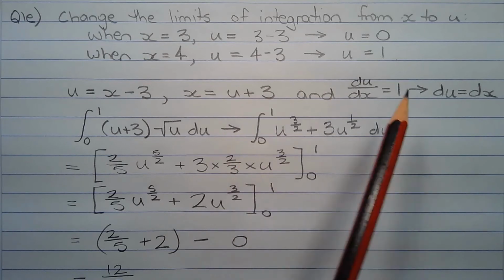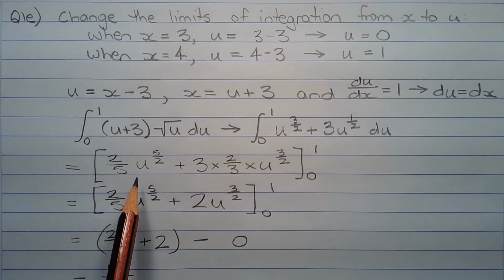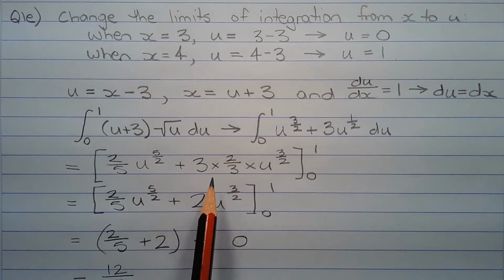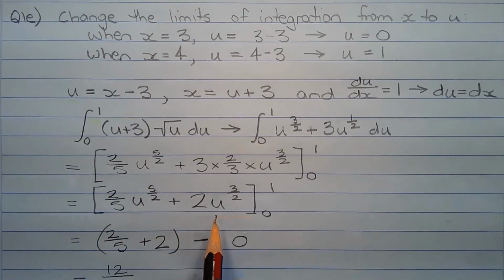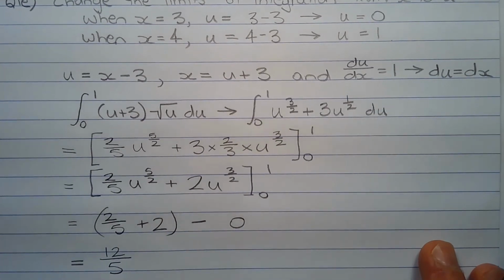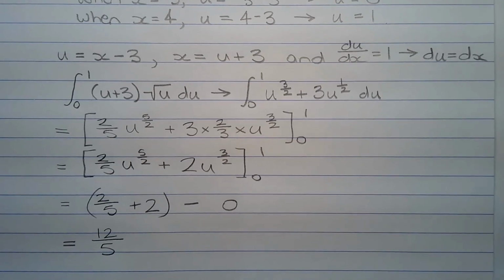So integrating this, we get 2 over 5 times u to the power of 5 over 2 plus 3 times 2 over 3 times u to the power of 3 over 2 from u equals 0 to u equals 1, which equals 2 over 5 times u to the power of 5 over 2 plus 2 times u to the power of 3 over 2 from u equals 0 to u equals 1. And applying the limits of integration, that equals 2 over 5 plus 2 minus 0, which equals 12 over 5.